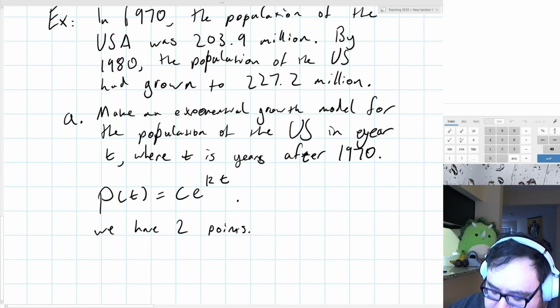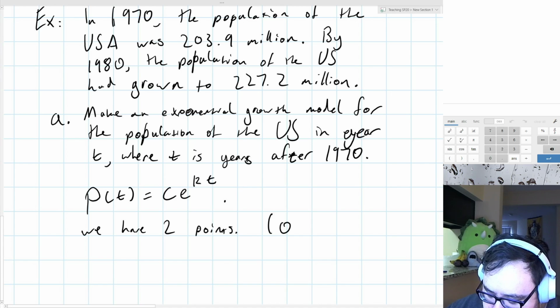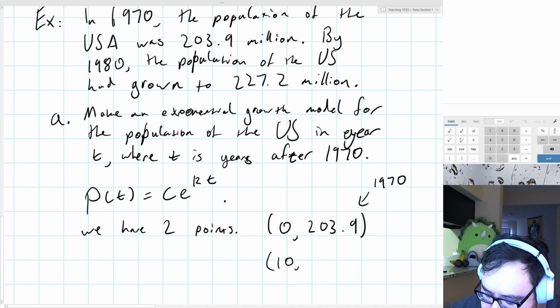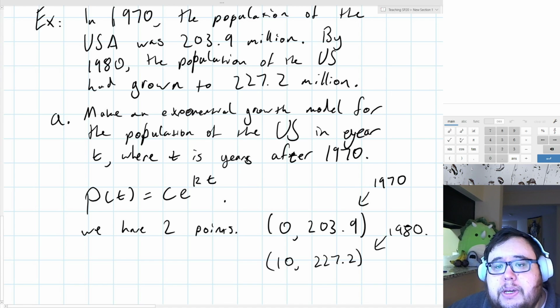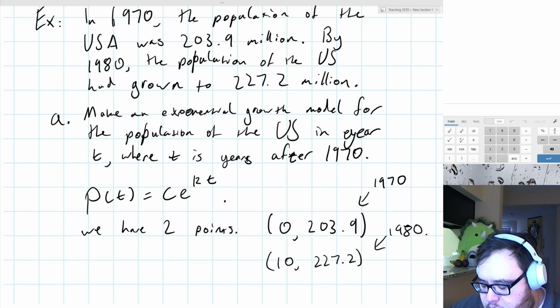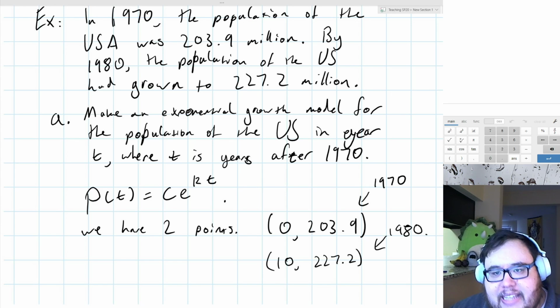The point from the year 1970 is going to be the point (0, 203.9). This is from 1970. And the point from 1980 is going to be (10, 227.2). Note that in 1970 our t-value was 0, and in 1980 our t-value was 10. This is because t is measured in years since 1970. So the independent variable quantities, the t-values, are not 1970 and 1980. They are 0 and 10.